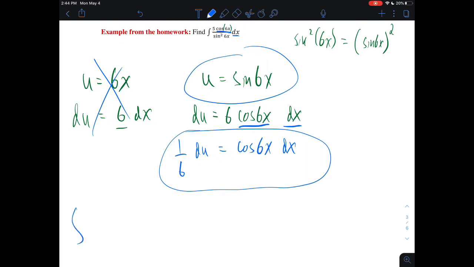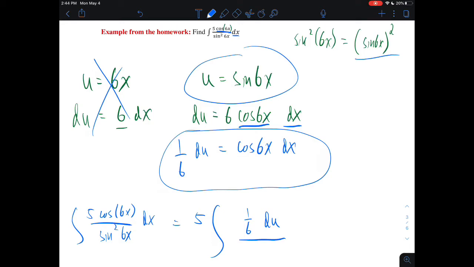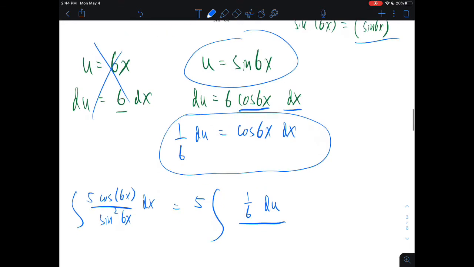So then starting at the beginning, I have 5 cosine 6x divided by sine squared 6x dx. The 5 is just going to carry on through, and how about, while I'm at it, I'll just factor it out to the front of the integral. So there's the 5, and then I have my integral. Now I know that cosine 6x dx is going to be replaced by 1/6 du, and then the sine squared 6x, that's just the same thing as sine 6x quantity squared, which becomes the same thing as u quantity squared.